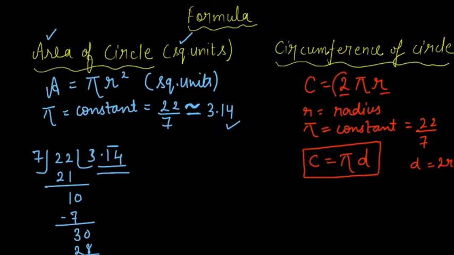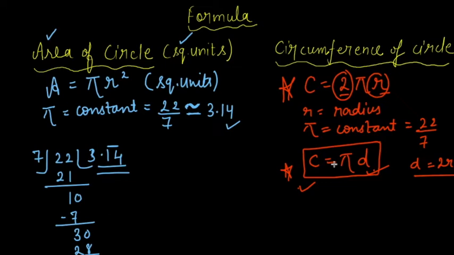So we have replaced this 2 and r with diameter because diameter is equal to 2r. Sometimes in the questions we need to have this format. We may use circumference is equal to 2 pi r. If diameter is given, we can directly use this formula. So this is about the area of the circle and circumference of the circle.